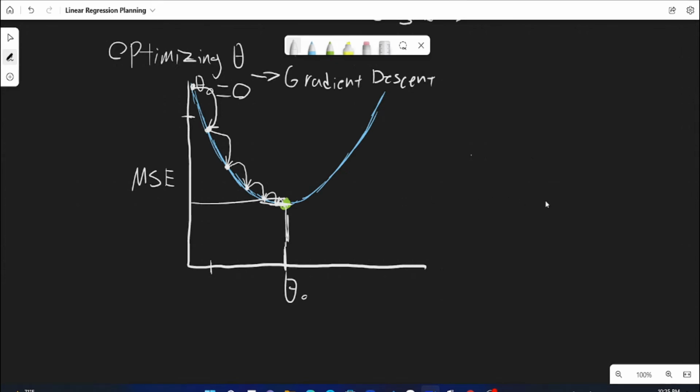Yeah, so that's what we do here. And x0 is also the intercept, so we're optimizing for the best intercept value here. And how do we actually mathematically use gradient descent? Well, let me show you.